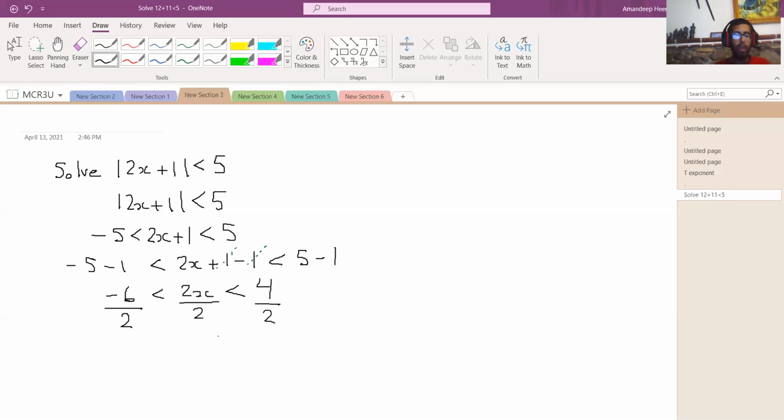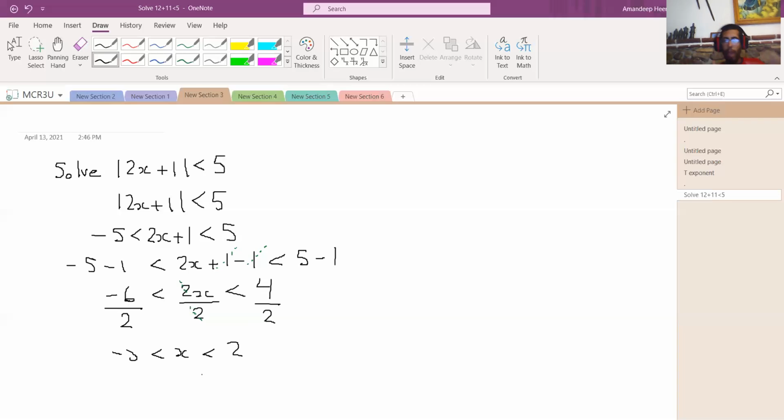By doing this, this 2 cancels out with this 2. And what you get left over is -6 divided by 2 gives you -3 less than x less than 4 divided by 2, which gives you 2. And your answer is done.